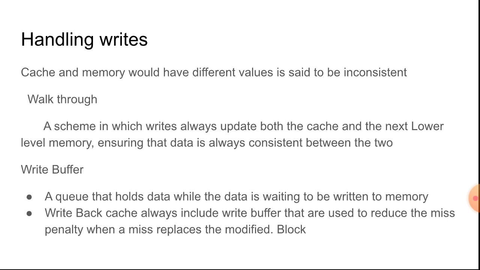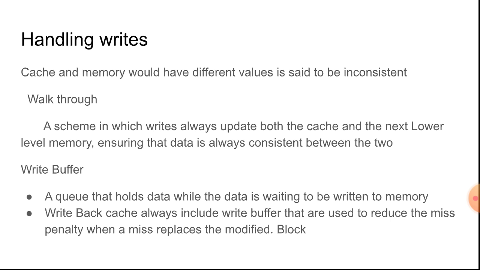Next one is handling writes. Suppose on a store instruction we write the data into only the data cache. Then after the write into the cache, memory would have a different value from that in the cache. In such a case, cache and memory are said to be inconsistent. For that we use the write-through method, a scheme in which writes always update both the cache and the next lower level of the memory hierarchy, ensuring the data is always consistent between the two.